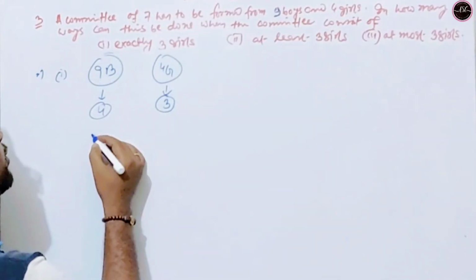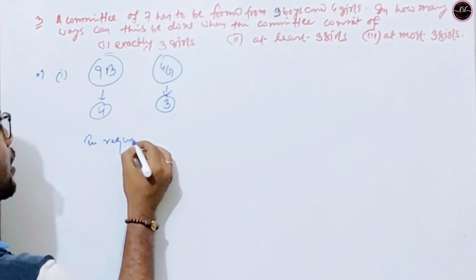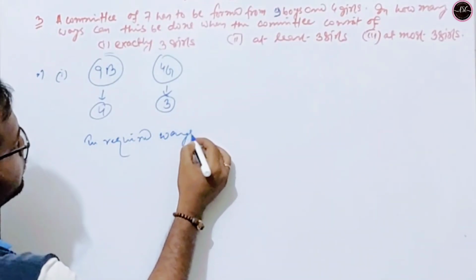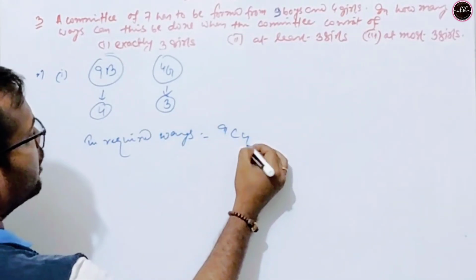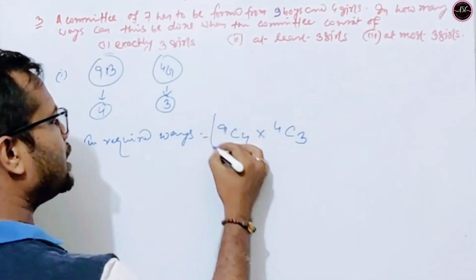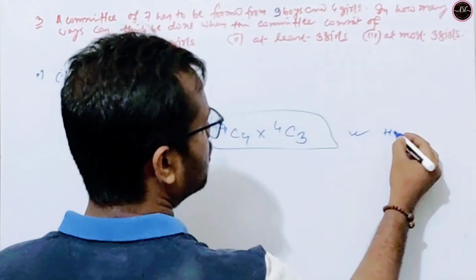So that will be the required number of boys equal to 9C4 into 4C3. Just calculate this at home. Okay, this is your homework.